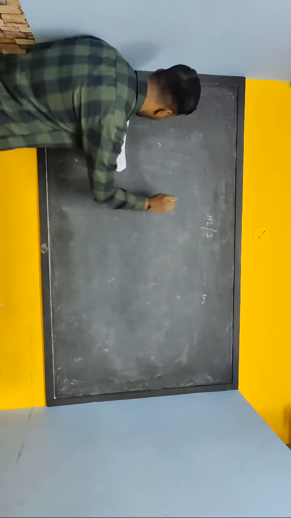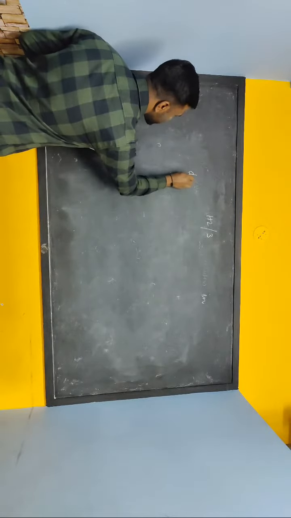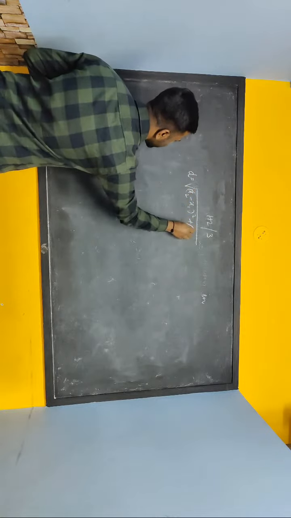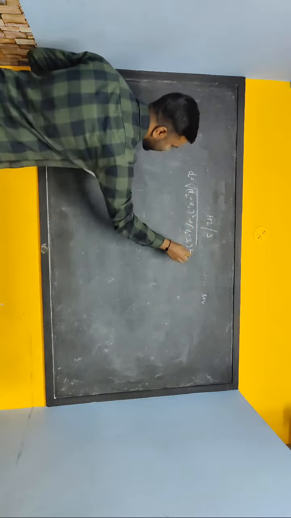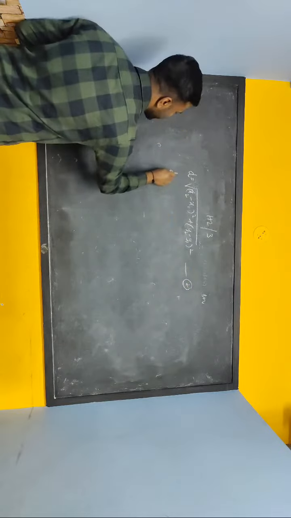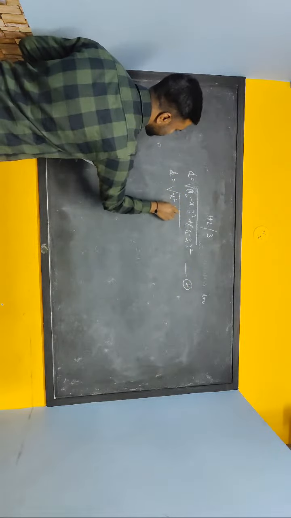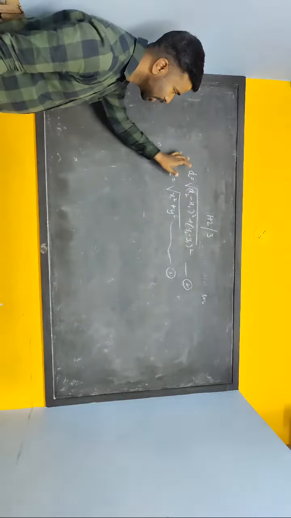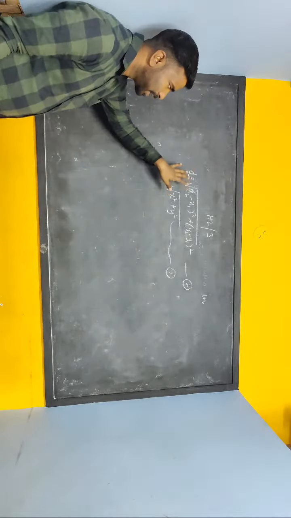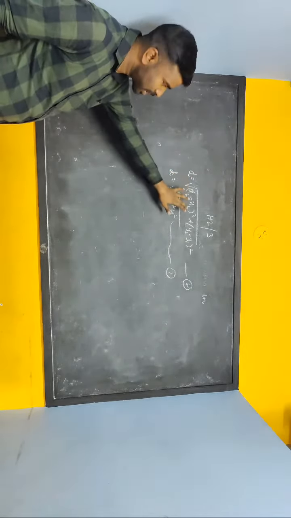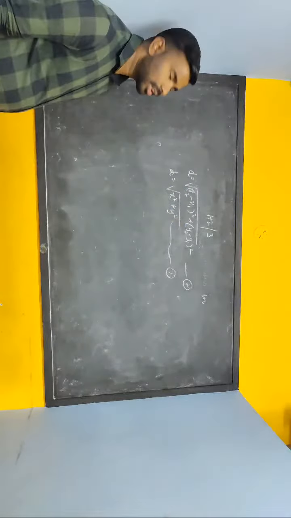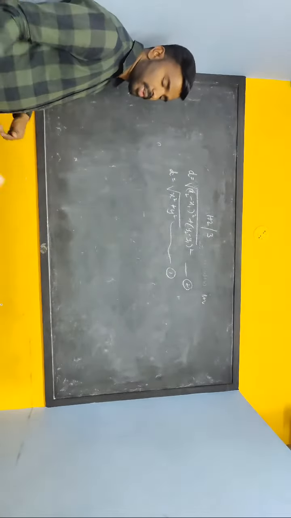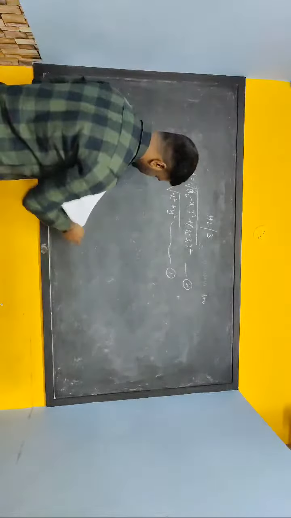Next important chapter is coordinate geometry. The distance between 2 points is given by d equals square root of (x2 minus x1) whole square plus (y2 minus y1) whole square. Again, it is for 2 marks. The distance between the origin and a point is given by square root of x square plus y square. This will be asked for 1 mark.